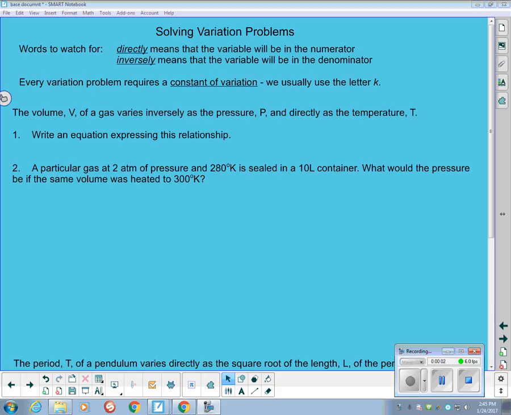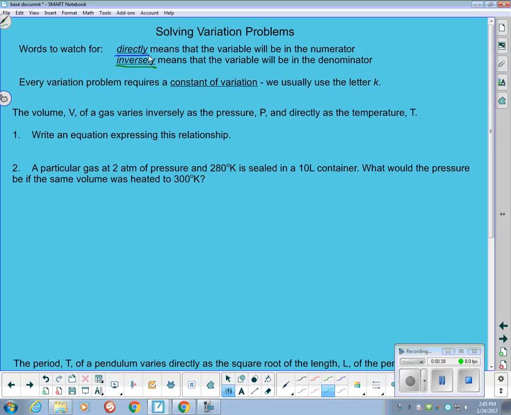All right. In this video, we are going to take a look at variation, both inverse and direct variation. And mostly this is going to be about doing example problems, but we do want to point out a few things. First of all, the words that you want to be listening for in the description: the word directly always means that the variable that comes after it is going to show up in the numerator of the equation that you write.